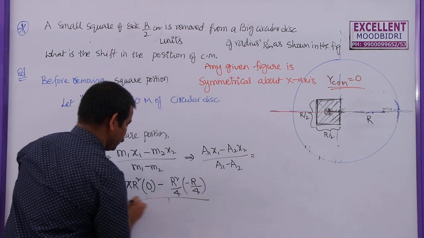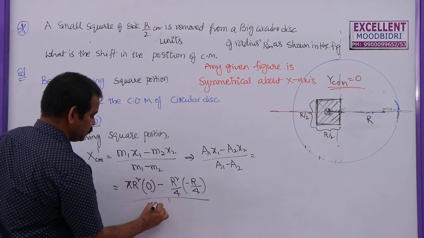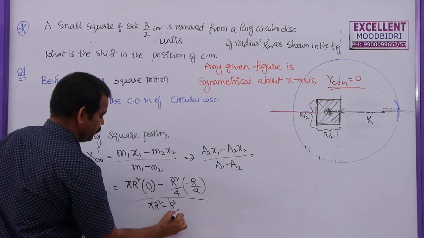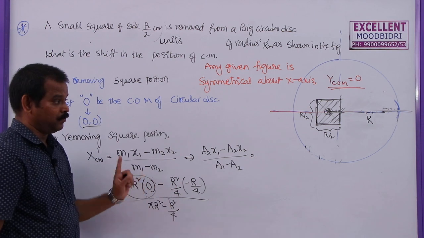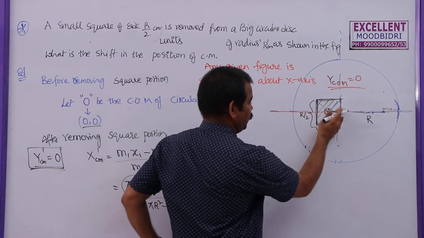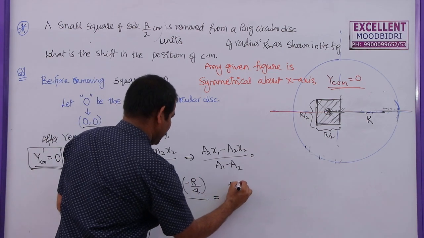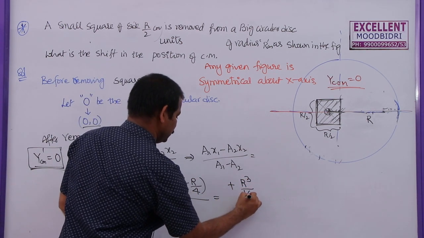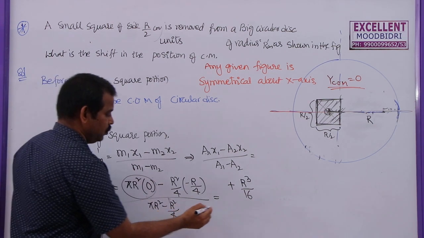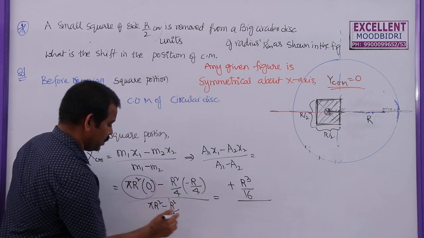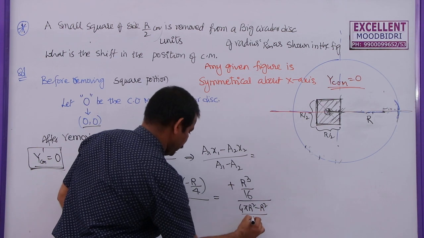Please remember this point. By the difference between the masses, that is pi r square minus r square by 4. We know that this first term is going to become 0. Remember, this minus of minus will become plus. Why? Because center of mass now will move towards right, that is along positive x-axis. This will become plus r cube by 16, divided by 4 pi r square minus r square by 4.